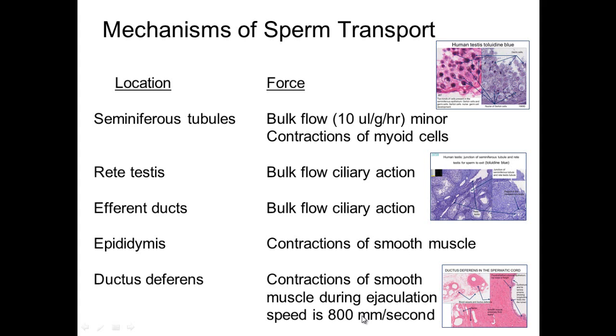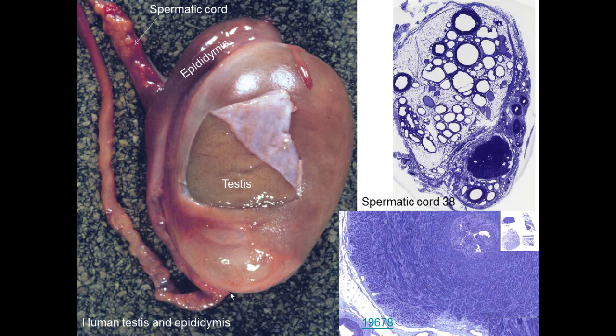And the contraction in the smooth muscle there is much faster than what one would see, say, in the gut. And that's because each of the smooth muscle cells is innervated to coordinate the activity of the ductus deferens whenever ejaculation occurs, because the sperm are in the epididymis until the start of the ejaculation process. And so here we see the testis, epididymis, ductus deferens, and the spermatic cord.